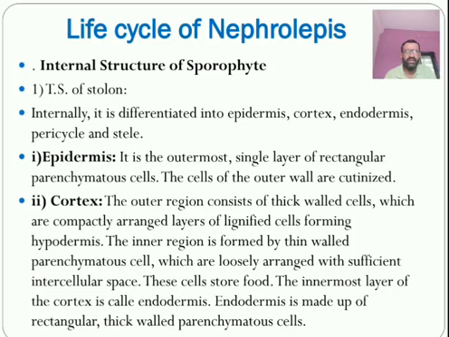Here in this stolon, internally it is differentiated into the epidermis, cortex, endodermis, partially, pericycle and stele. In the next diagram, we see the structure of the TS of the stolon, which is internally differentiated into all these parts: epidermis, cortex, endodermis, pericycle and stele. In which, the first one is the epidermis.